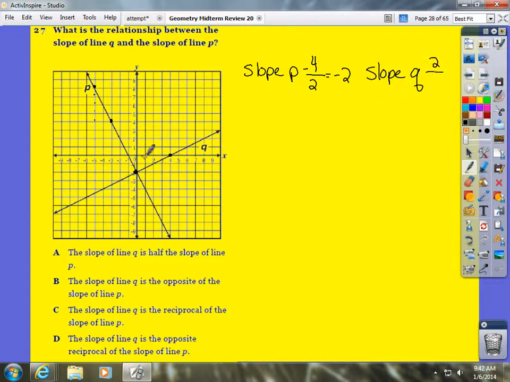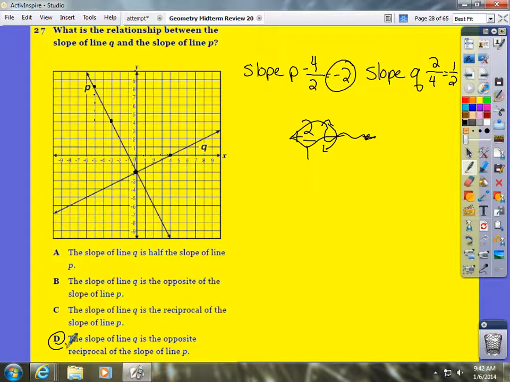Okay, notice that this and this, one's positive, one's negative, and they have flipped. We have 2 over 1 and 1 over 2. So the positive and negative are actually flipped. But anyway, they are opposite reciprocals, so that would make it D. They're perpendicular, which means they're opposite reciprocals. Opposite meaning opposite signs, one's positive, one's negative. Reciprocal meaning flipped.